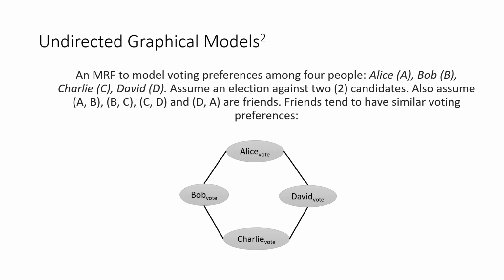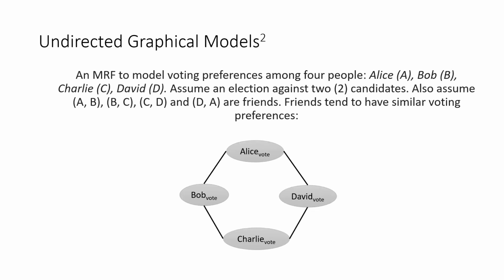4 nodes, 1 for every person. And then between these nodes, we define this relationship that if they're friends, their voting preferences are probably similar. So we have an edge between the voting preferences for Alice and the voting preferences for Bob, which we introduce with an edge. And that's how we create the graph. We only put edges between the friends that we know.